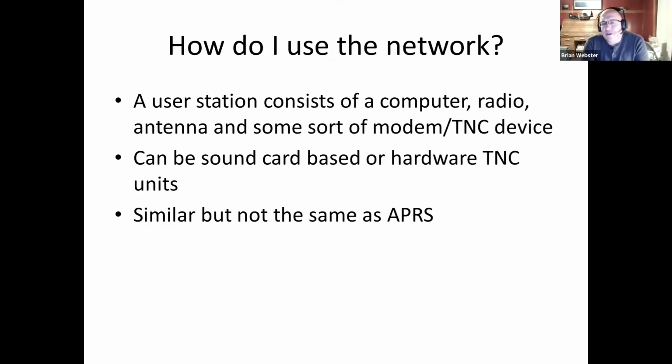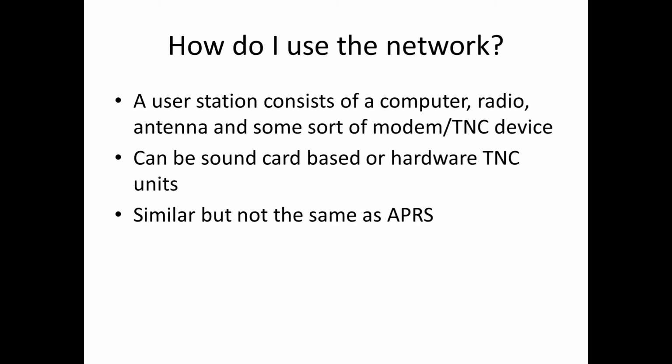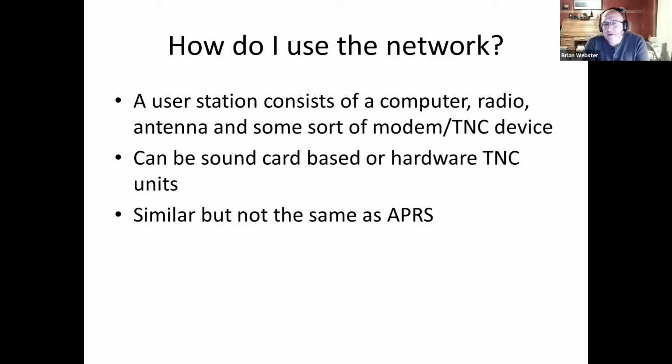So how does an individual use the network? You create what we call a user station, and a user station consists of a computer of some sort, a radio, an antenna obviously for your radio, and some sort of modem or TNC device. The modem or TNC can be a sound card, software driven, or a hardware TNC unit.